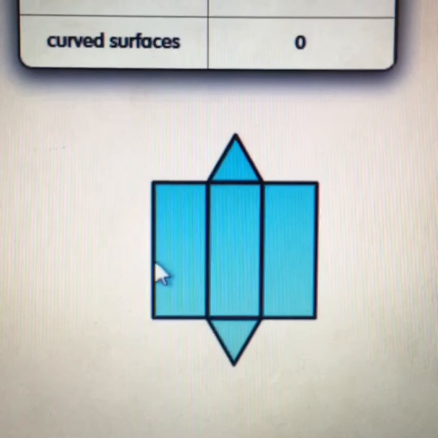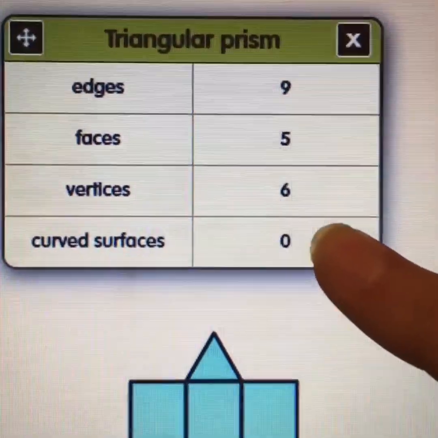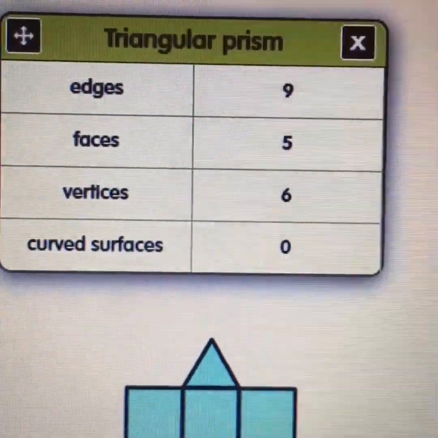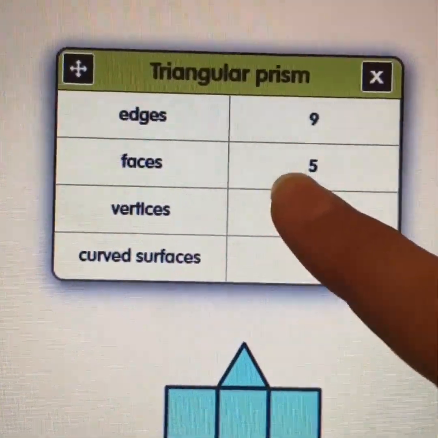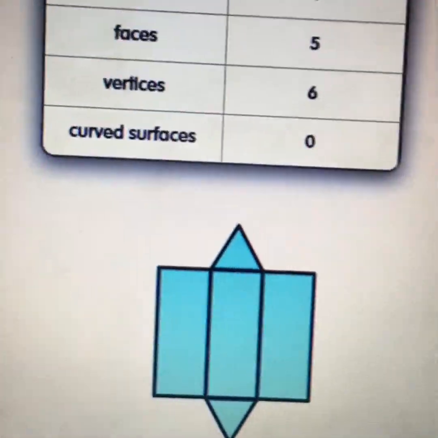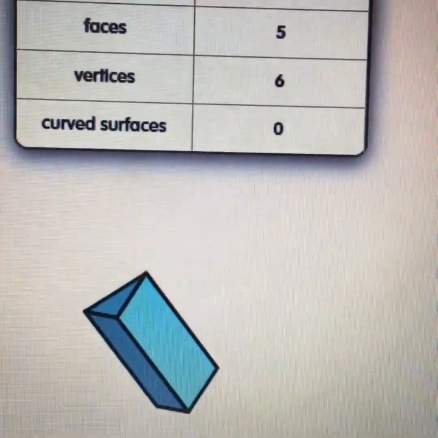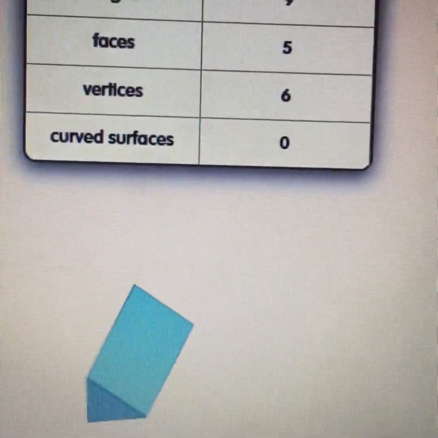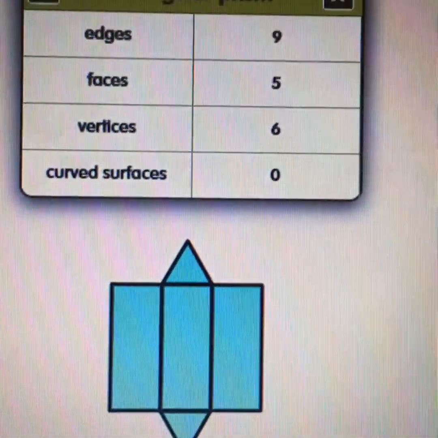There we go. So up here, I've got the properties, and these properties are still going to be the same whether it's folded or unfolded. So the faces, there's still going to be 5 faces. I've got 1, 2, 3, 4, 5. When I fold it up, there we go, I've got 2 ends and then I've got 3 faces around the edges. I've still got 5 faces.